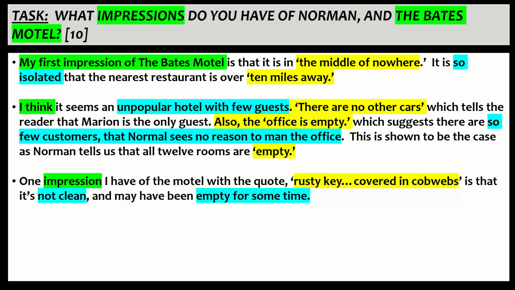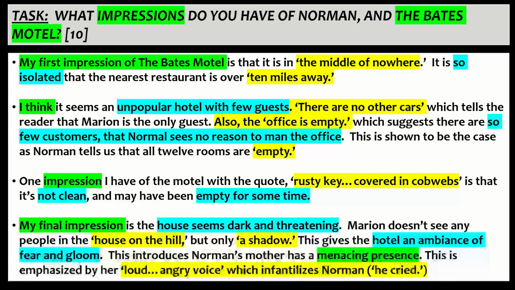One impression I have of the motel with the quote rusty key covered in cobwebs is that it's not clean and may have been empty for some time. And my final impression is the house by the hotel seems dark and threatening. Marion doesn't see any people in the house on the hill, but only a shadow. This gives the hotel an ambience of fear and gloom. This introduces Norman's mother as a menacing presence. This is emphasized by her loud, angry voice, which infantilizes Norman. He cried is a good example of that.